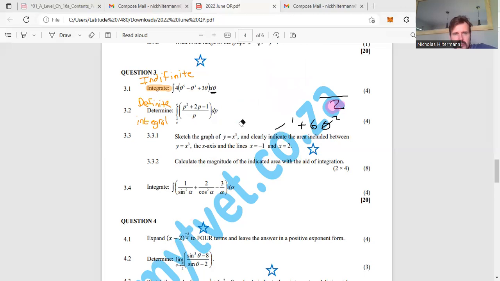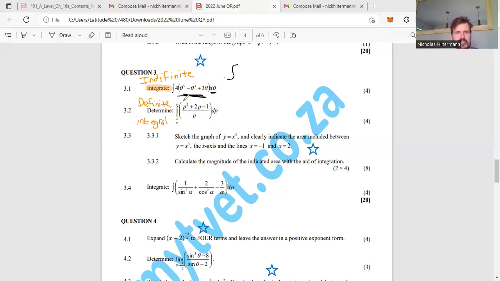Okay, so what I want to do here is get the region, get the integral first, and then do the region. So p squared. What I want to do here is actually get it in a format more like the top one.